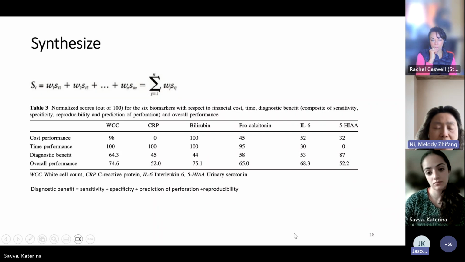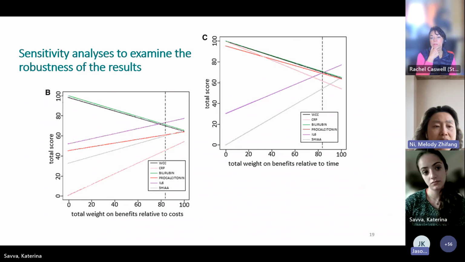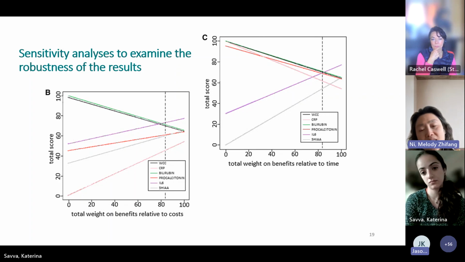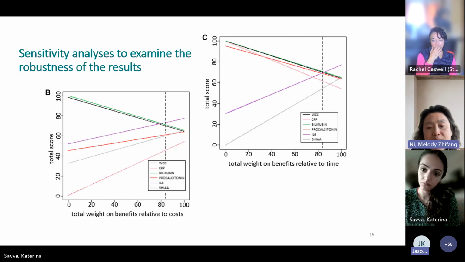So of course, as we do this analysis, there is lots of uncertainty. So before we say, okay, we're going to select one or the other, next slide, please, we need to look at uncertainty. And what we do is that we look at the uncertainty in many different ways. This is just one way of looking at it. So this is looking at the benefit relative to cost and the benefit relative to time in terms of the weighting we assign to them.